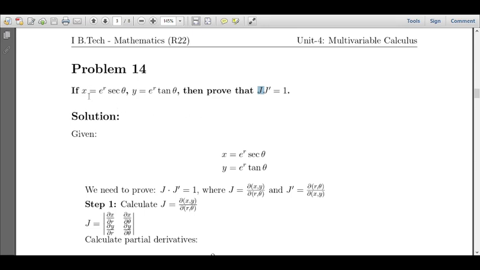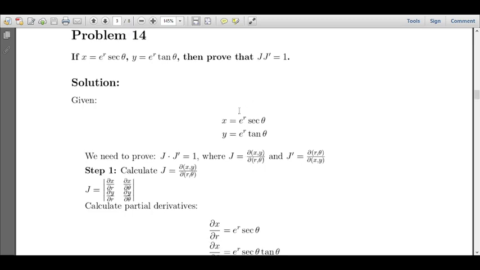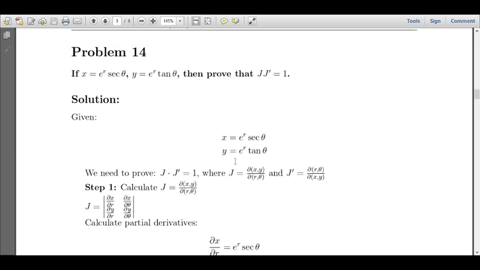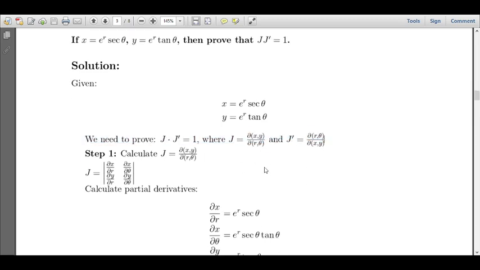J, here it is given x and y are functions of r and theta. So the first Jacobian is dou of xy by dou of r theta. We first calculate J, and then we take its reciprocal as J dash, and multiplying J with J dash will give 1. So first we will calculate J. J equals dou of xy by dou of r theta, and J dash is dou of r theta by dou of xy.